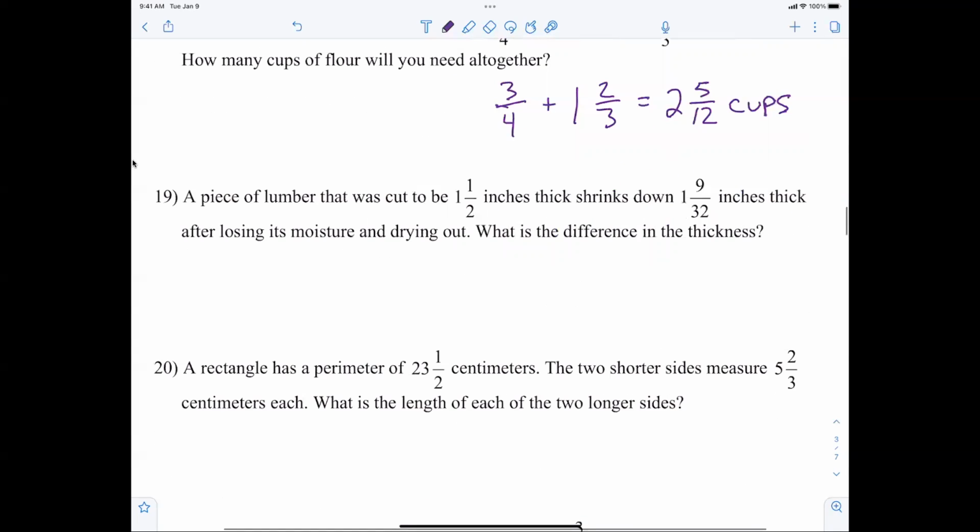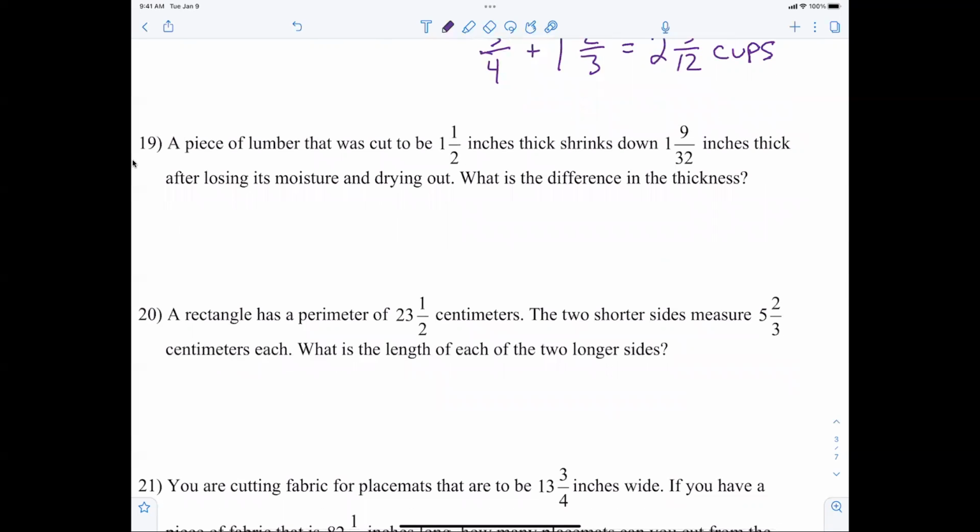Ordered a cut to be 1.5 inches thick, straight down to 1... What's the difference in the thickness? What do I do? Subtract. Subtract. Thank you. Let's go. Beautiful work. Come on, have at it.